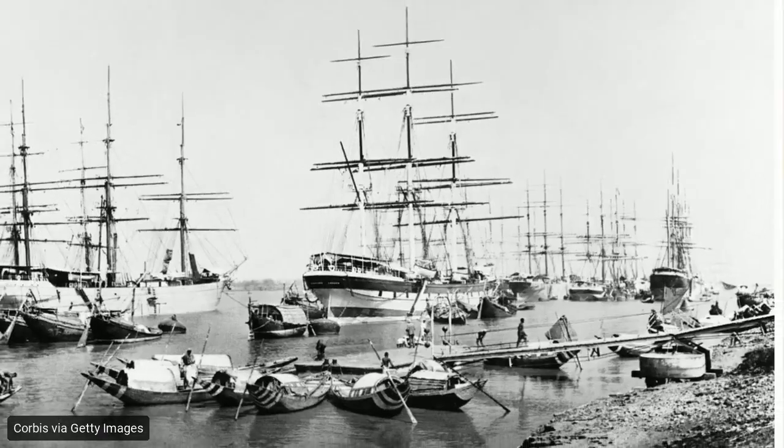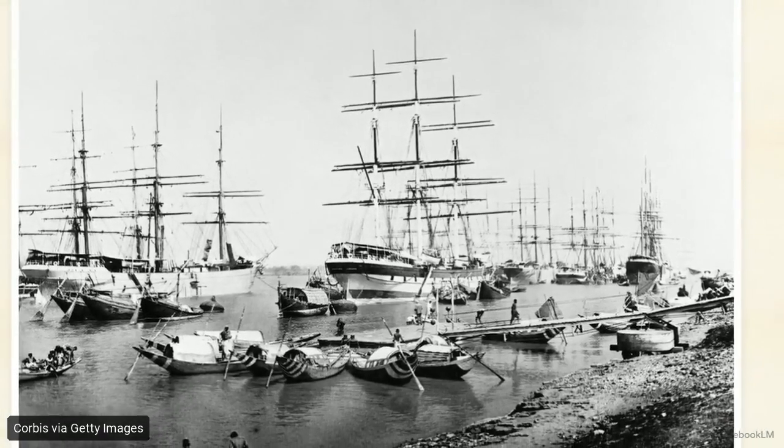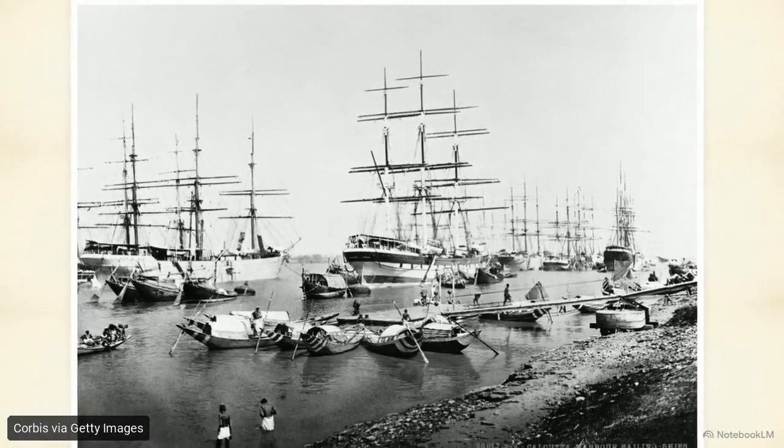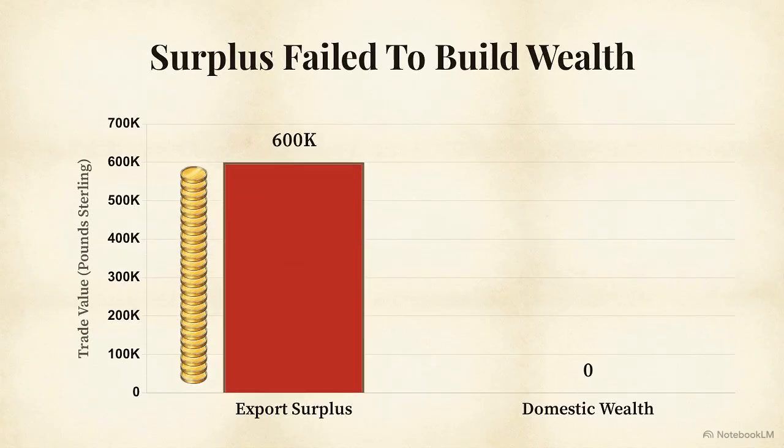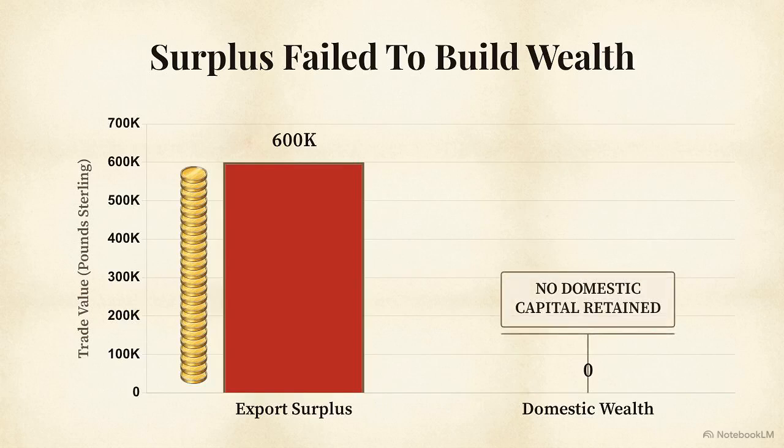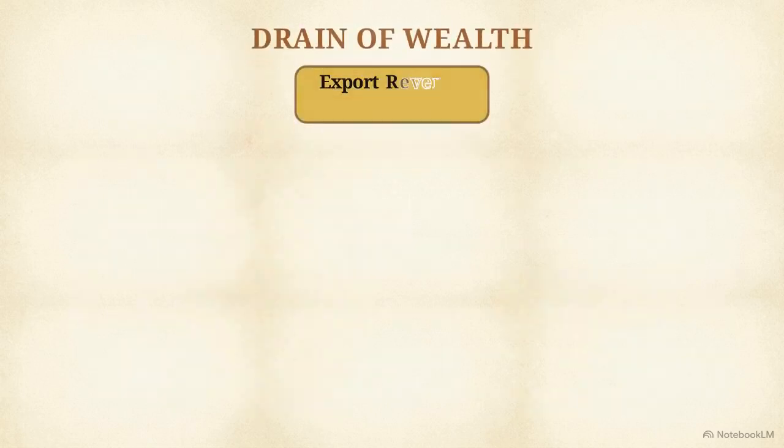Look at this photograph of the Calcutta harbor. Notice the immense concentration of commercial sailing ships. India consistently generated a massive export surplus, but that trade volume never generated domestic wealth. That surplus was erased by the drain of wealth.